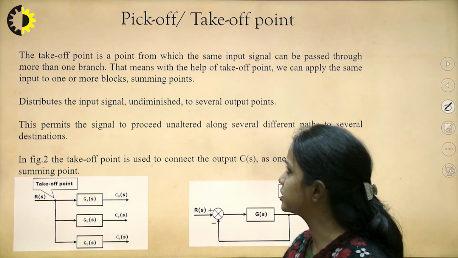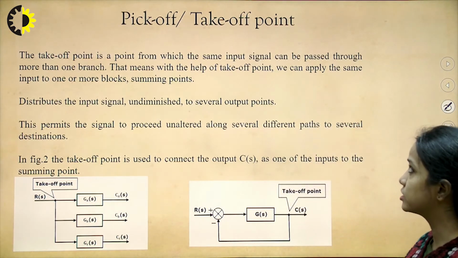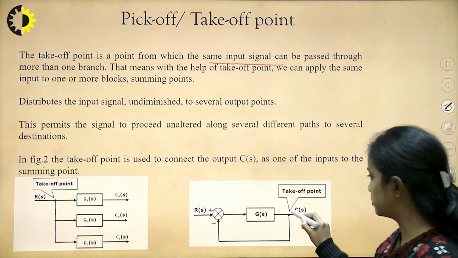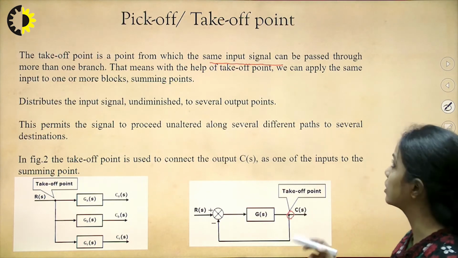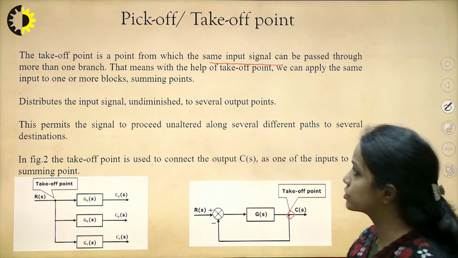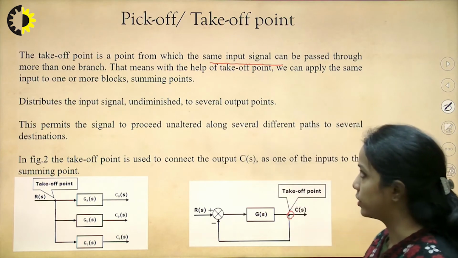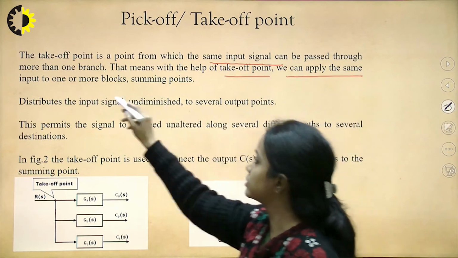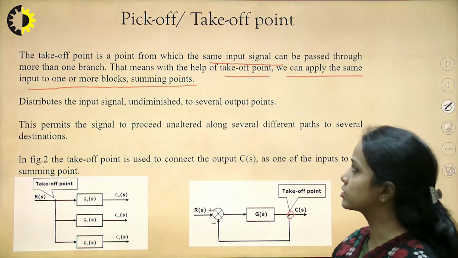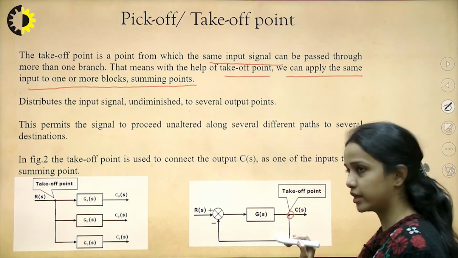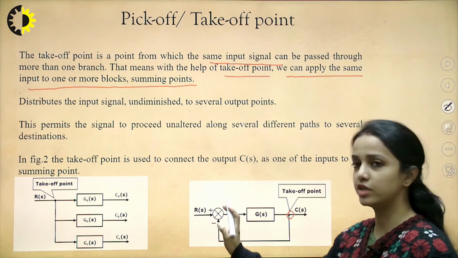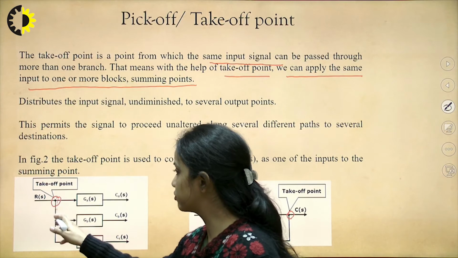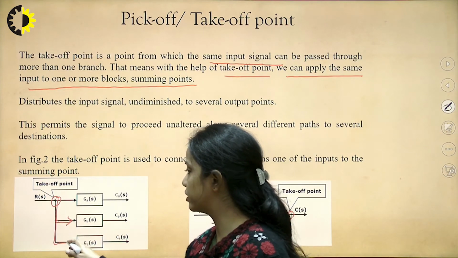Here we see the take off point is a point from which the same input signal, the same value, is taken off. Here we are taking off the same value, the replica. The same input signal can be passed through the branch. That means with the help of a take off point, we can apply the same input to one or more blocks using a summing point. We are just taking a replica and feeding it to a different branch. So here also we are taking a replica and feeding it to a different branch. We are again feeding to a different branch.